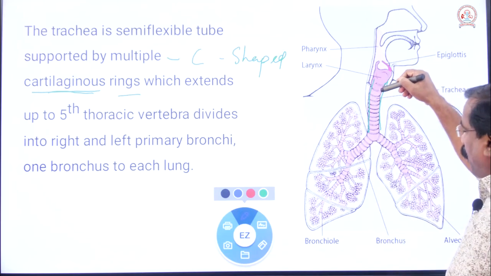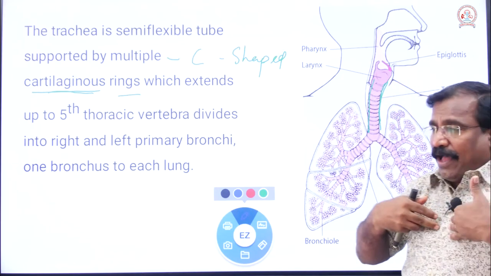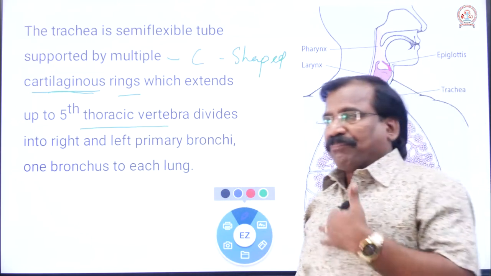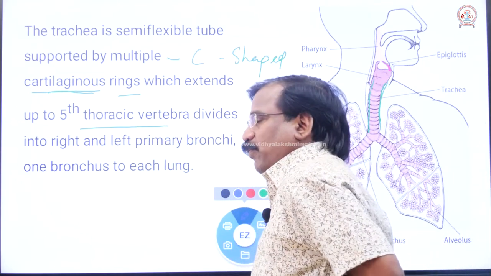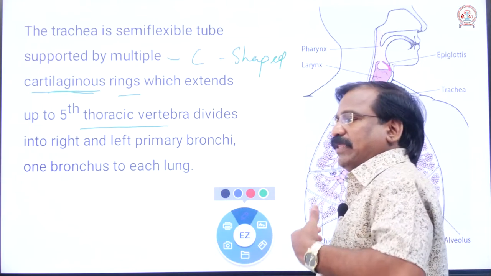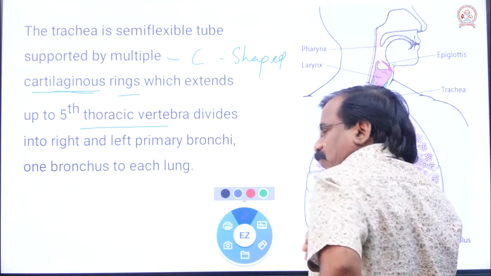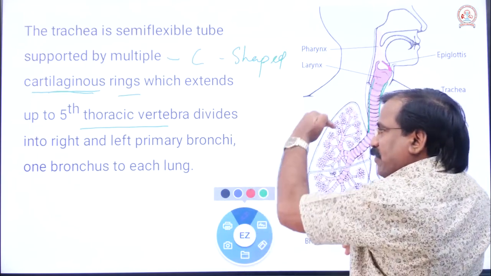The trachea extends up to the 5th thoracic vertebra. There are 12 thoracic vertebrae in the thoracic region of the vertebral column, and it comes up to the 5th.